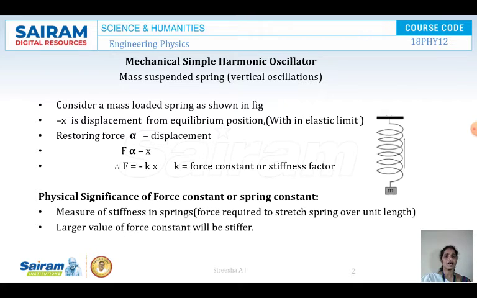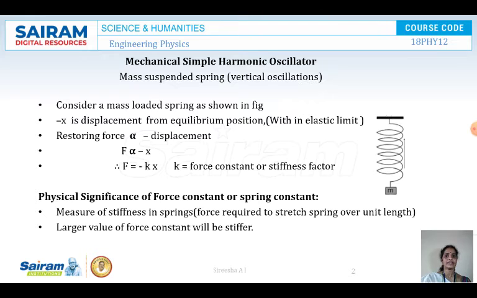Here consider a mass loaded spring as shown in the figure. Over here you can see a spring fixed at one end and the mass attached to the other end of the spring. When the mass is pulled down and released, what will happen? Vertical oscillations take place, and those oscillations are nothing but simple harmonic oscillations, and this setup is called a mechanical simple harmonic oscillator.